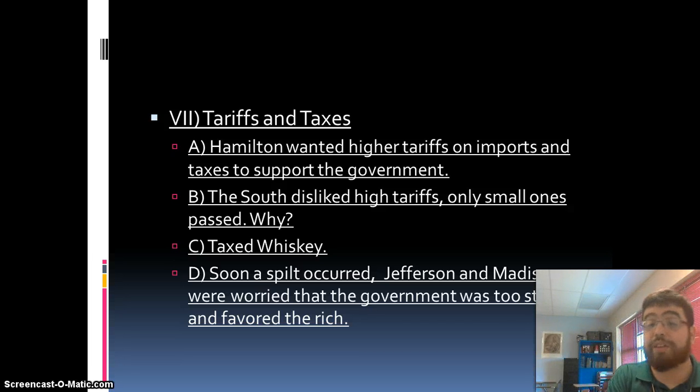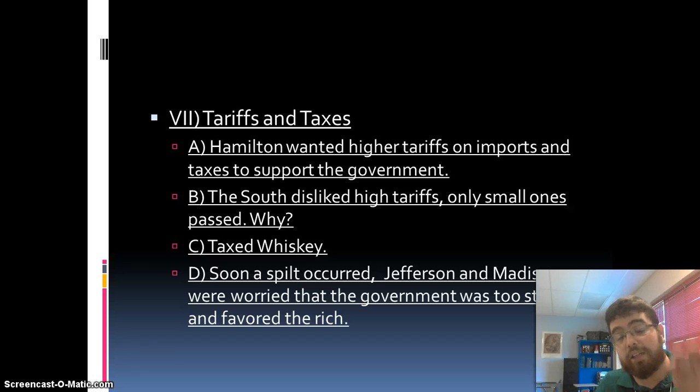And because of these issues with Hamilton and Jefferson and Madison, we get a split occurring in our government. Jefferson and Madison are worried that the government is becoming too strong and is starting to favor the wealthy. And they end up making their own political party. While you have people like Hamilton and even Adams who liked this idea of having the U.S. government attached with the wealthy, because if the wealthy support your government, they're less likely going to fund a rebellion or try to overthrow your government, which is what happened during our revolution.